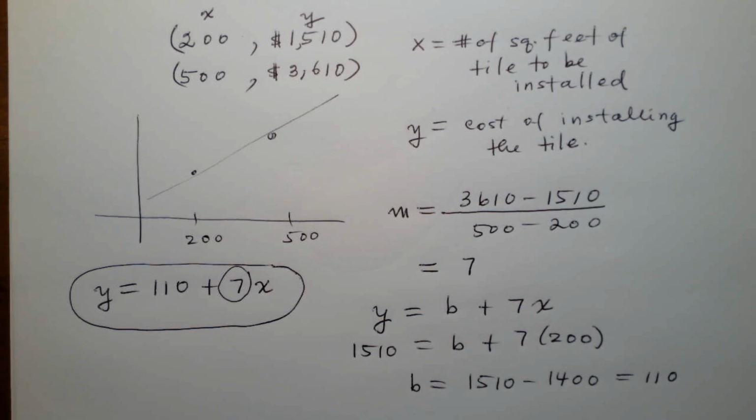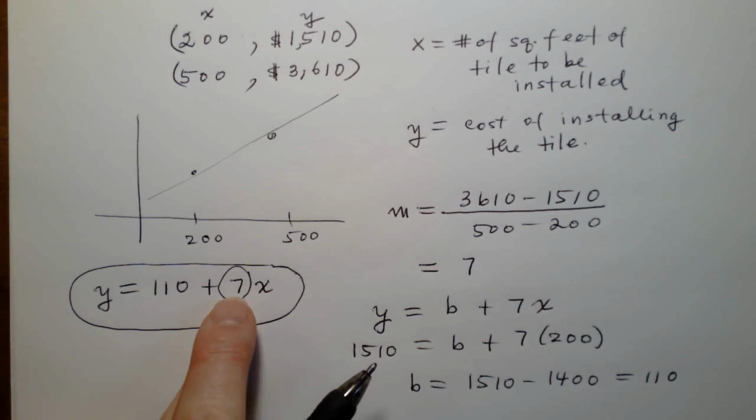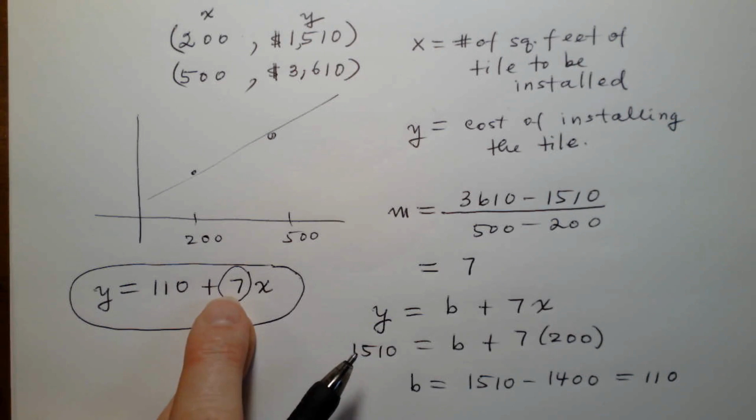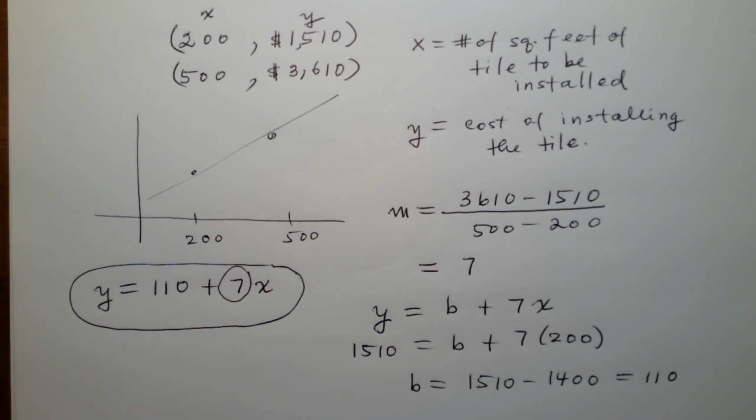All right, so one way to think about the meaning of that number 7 in this context is as follows. For each additional square foot of tile I want to install, the company is going to charge me an additional $7. So this is basically the charge for each additional unit of tile, square foot of tile, that I want to install. So let's imagine that we've contracted this company, Acme Tile, to do the installation for us.